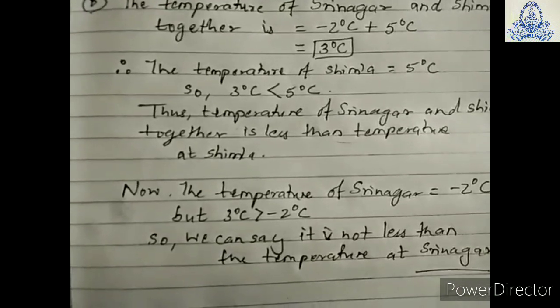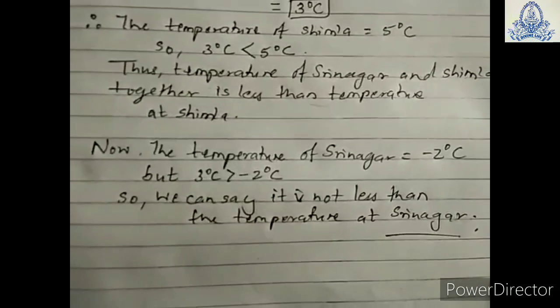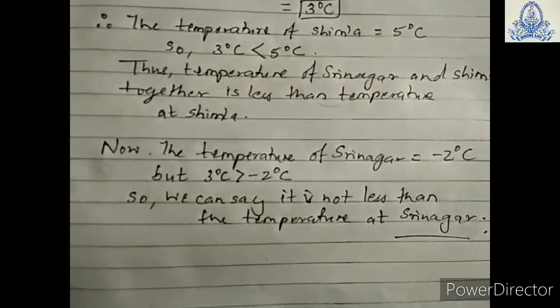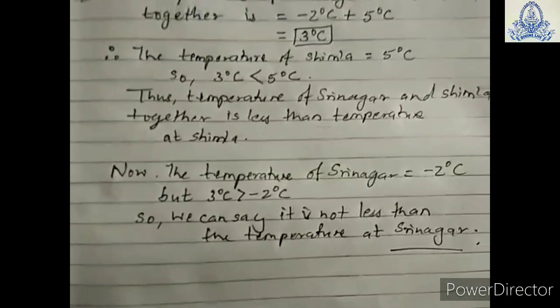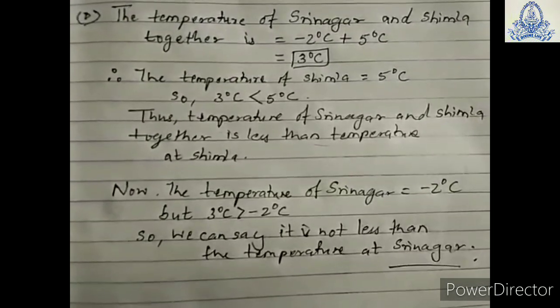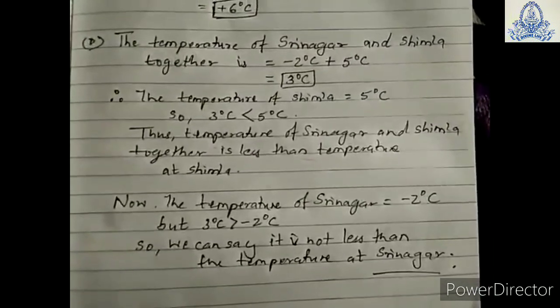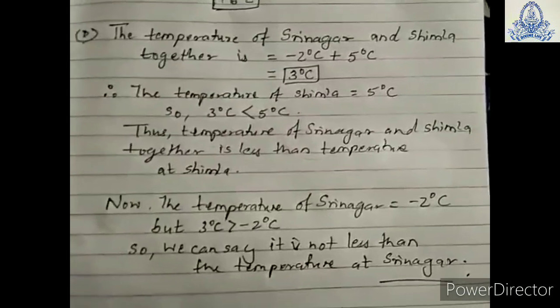And they have asked about the temperature at Srinagar. The temperature at Srinagar is minus 2 degrees Celsius, which is less than the temperature of Srinagar and Simla together. So we can say that it is not less than the temperature at Srinagar. Thank you.